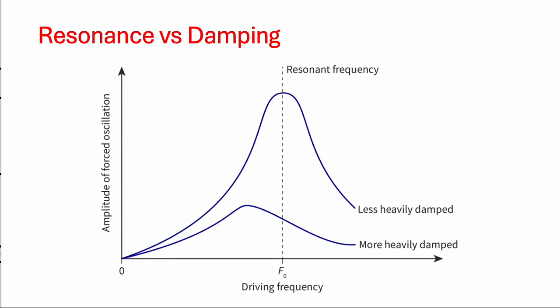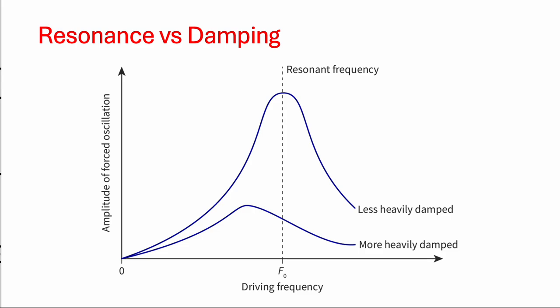If we look at resonance versus damping, we saw in our previous slide that the amplitude of the forced oscillation is high when we have our resonance. This top graph here is a system which has got light damping. You see here we've got a large response when we hit our natural frequency f0.